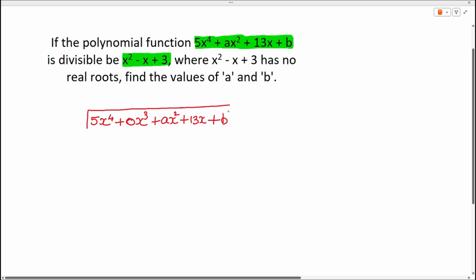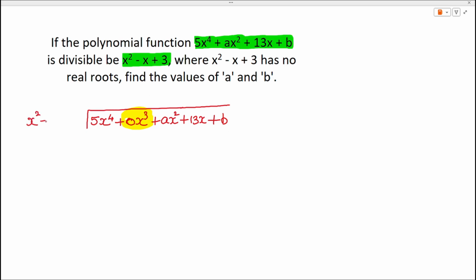Now, this is our given polynomial function. I have added 0x raised to the power 3 in this polynomial function because x cubed is not mentioned over here. It will make our process of long division a bit easier. And I'm going to divide it by x squared minus x plus 3.